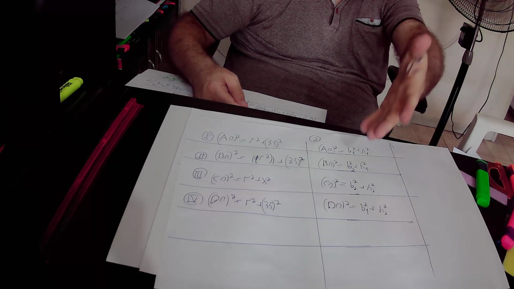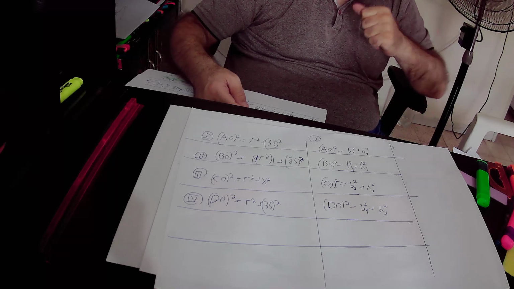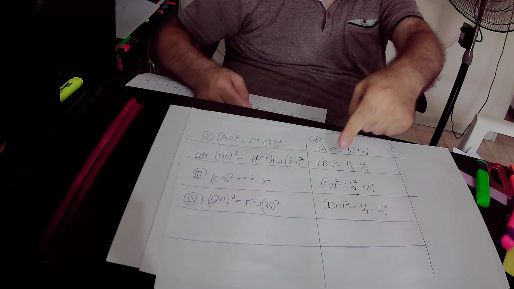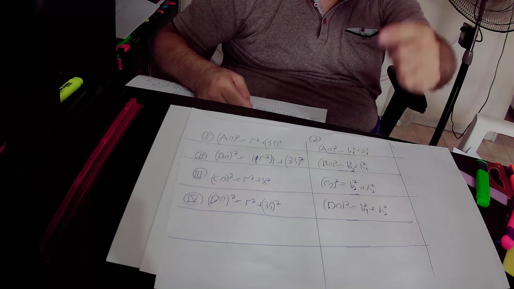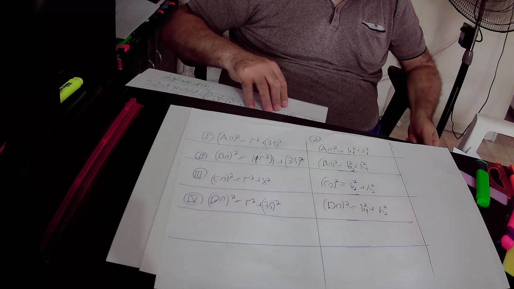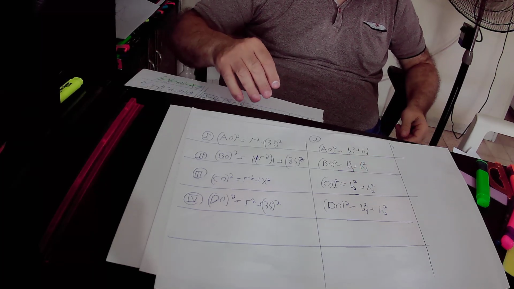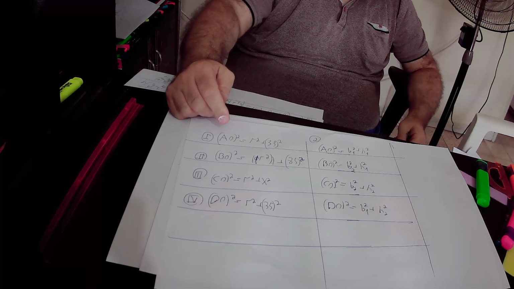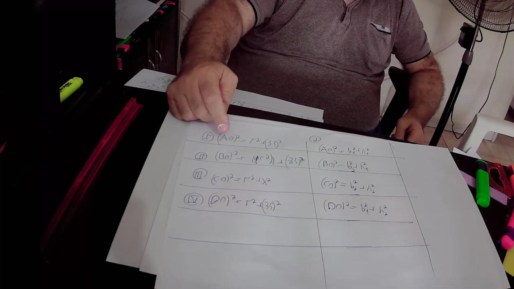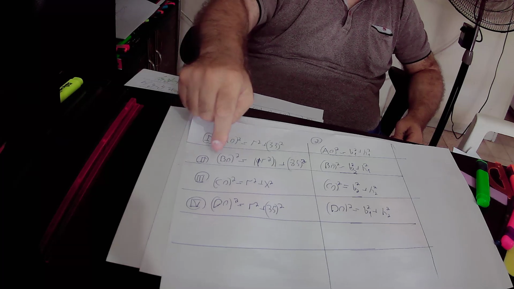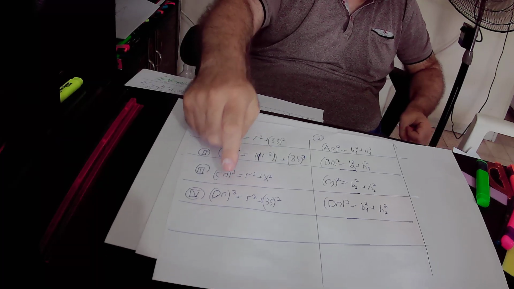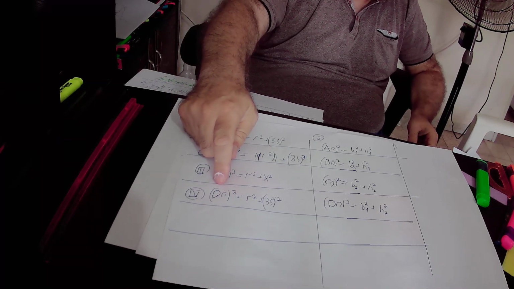So we created another 4 equations for A whole square, B whole square, C whole square, and D whole square. So we have 2 different expressions for A whole square, 2 different expressions for B whole square, 2 different expressions for C whole square, and 2 different expressions for D whole square.